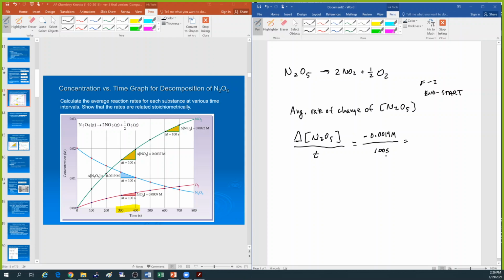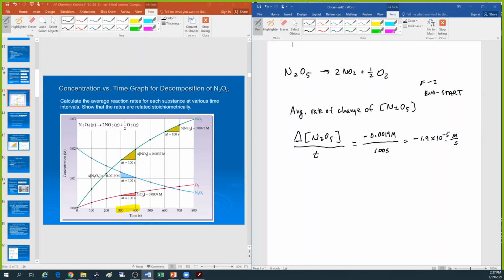Now when you divide these numbers, you get something like negative 1.9 times 10 to the minus fifth. And the units here are molarity per second. Notice that as a rate, this makes sense. When you drive down the street, you go so many miles per hour, because you're covering a distance over a time. Here, it's not a distance, it's an amount of concentration.